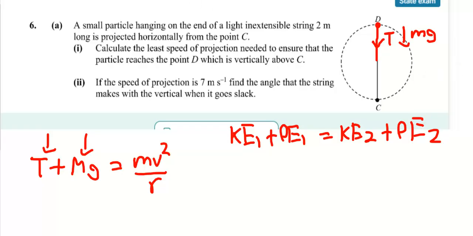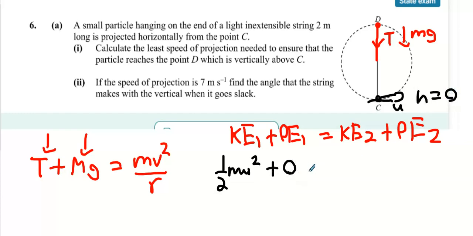Now, what we're going to have is the following. I'm going to send it off with a projection value of u. Is that okay? u. And what we're going to get? A half mu squared. I'm going to call the lowest point a h value of 0, so therefore it has a potential energy of 0. KE2, lads: when it reaches the top, believe it or not, it still has velocity. It just doesn't have enough velocity to keep the tension tense.